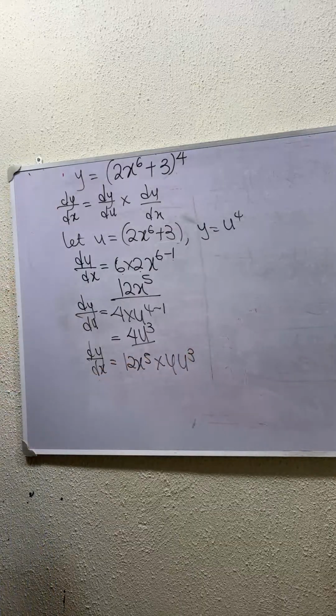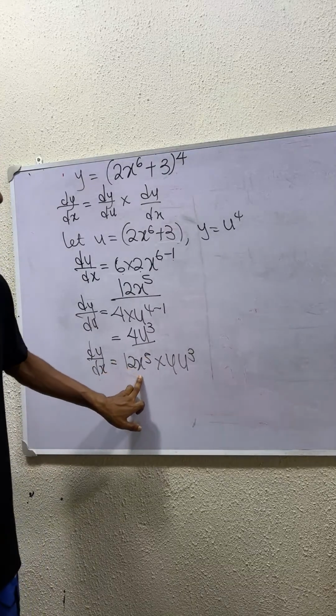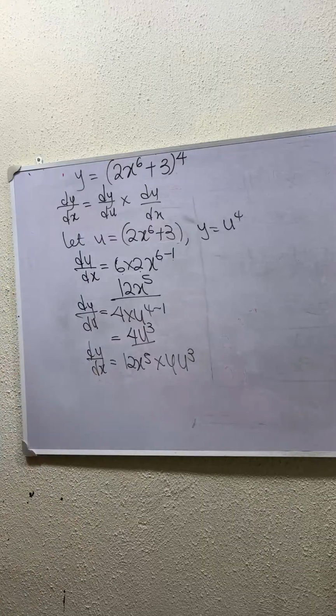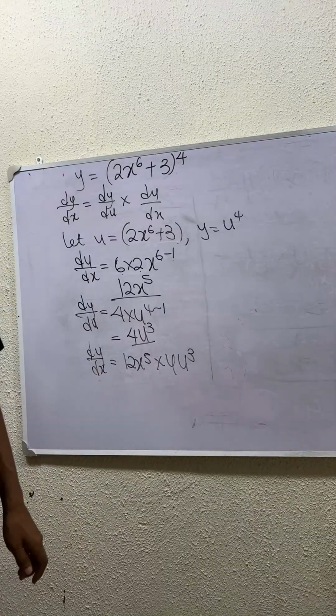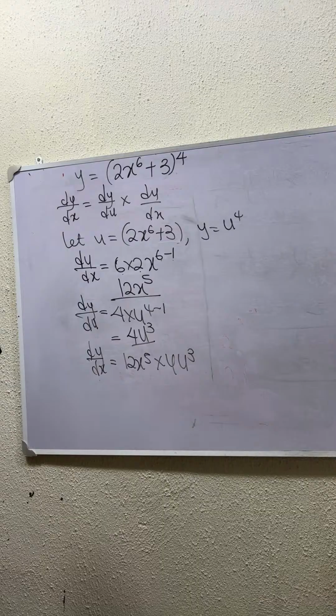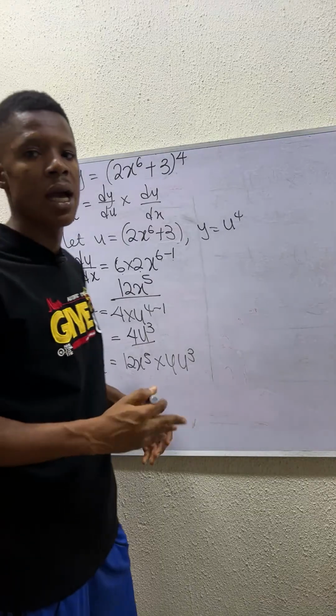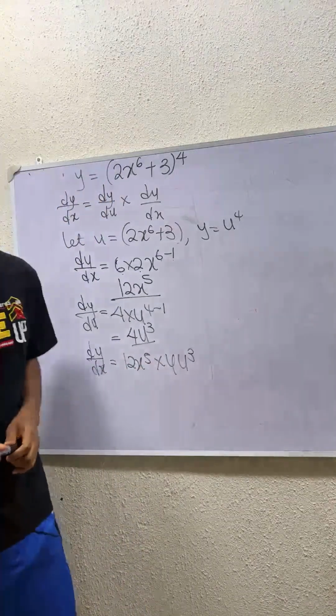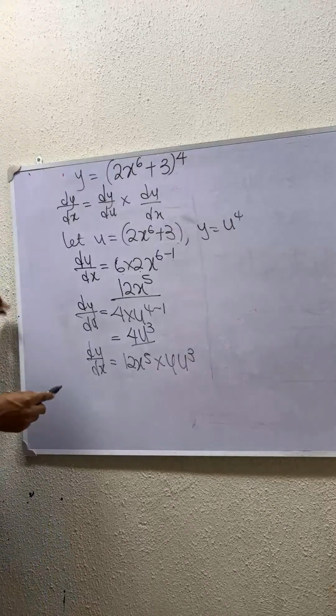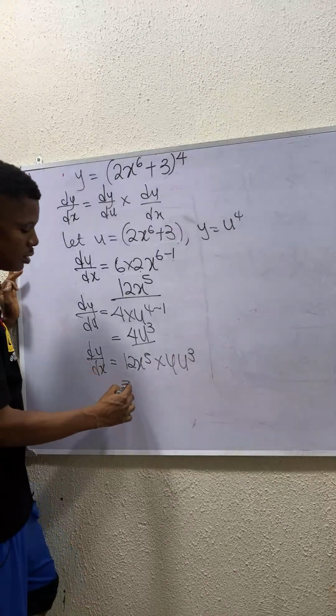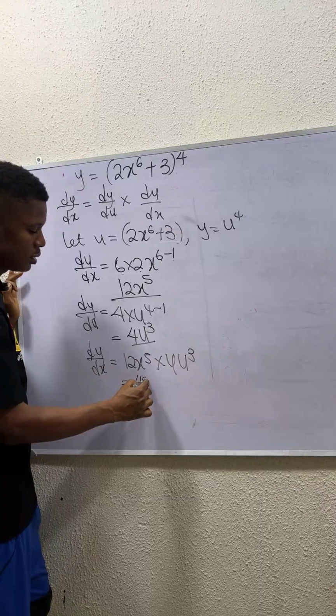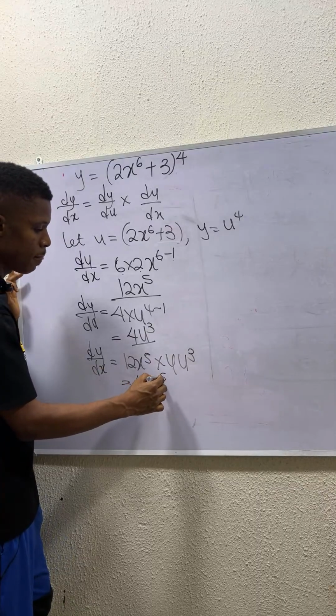Okay? What's the value for 12 times 4? 12 times 4 is 48. So the answer is 48x power 5.